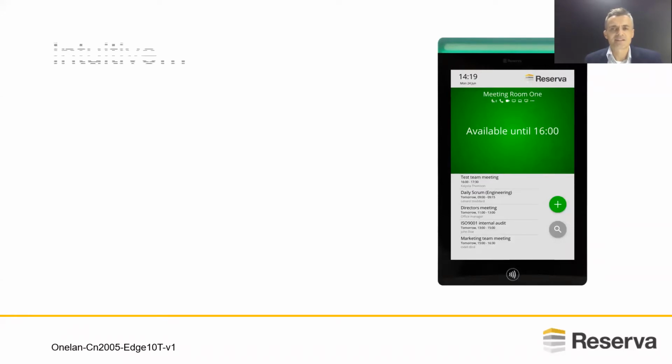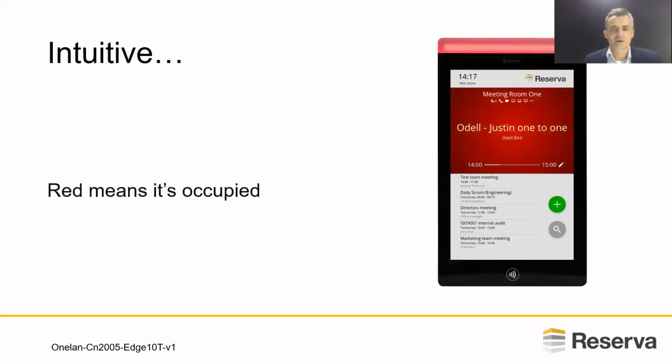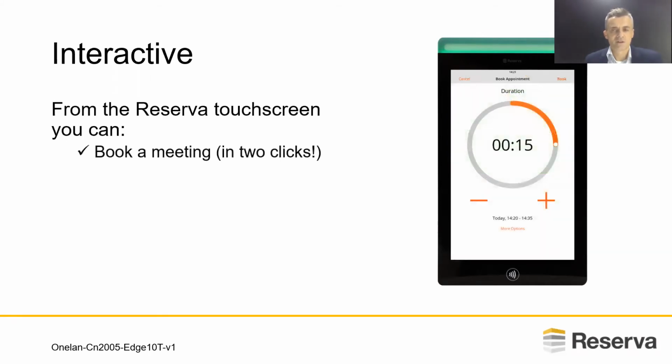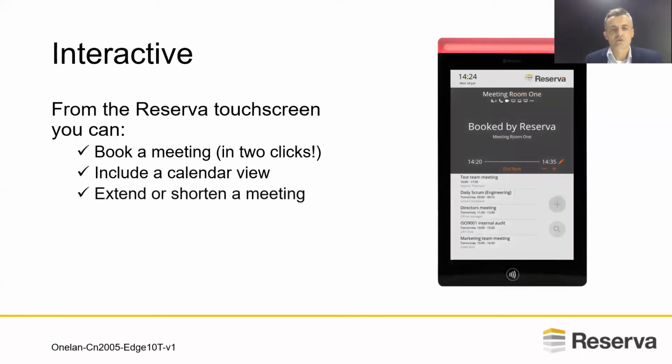Let's start using it. This is very intuitive. When the sign is green, the room is free. The sign is red, the room is occupied. The meeting is going on. This is an interactive screen, so I can use the touch screen to make a booking in this room. I just select the duration I need. I can also access a calendar view, so I can make a booking in this room for later today or for another day. I can also extend or shorten the meeting or end the meeting that is going on now.